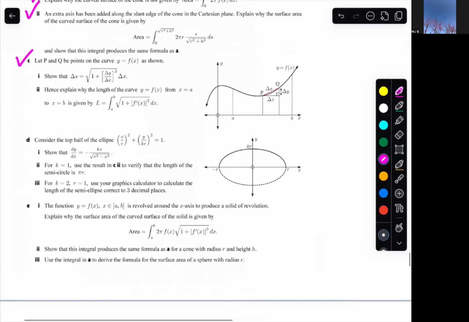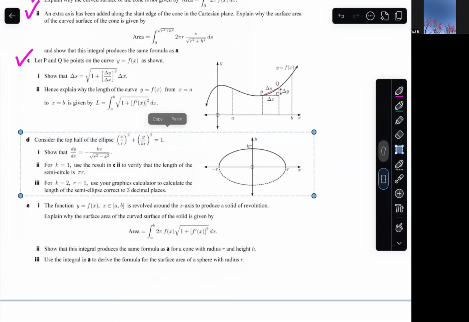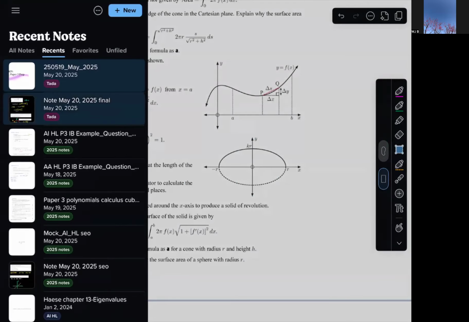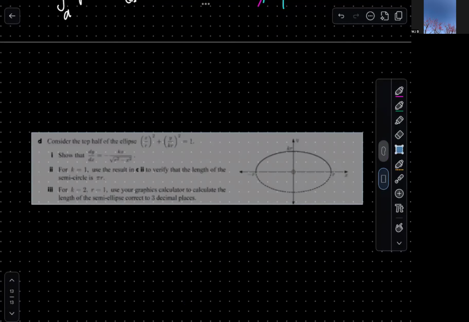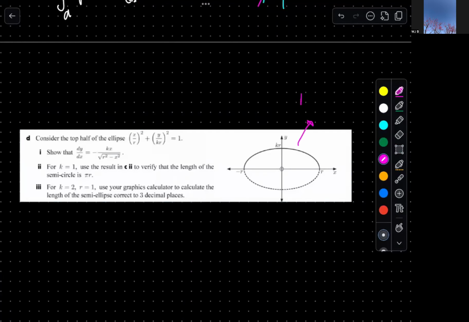And then for part D, if you look, I believe in the time zone in Europe, okay, guys, time zone in Europe had the question on the ellipse. Okay, I believe it was a paper 2. Good to know.